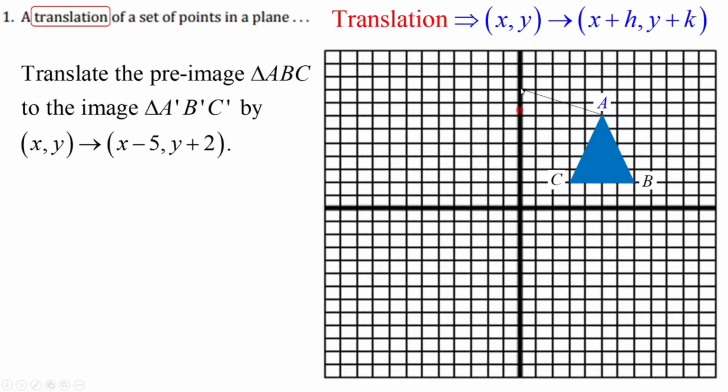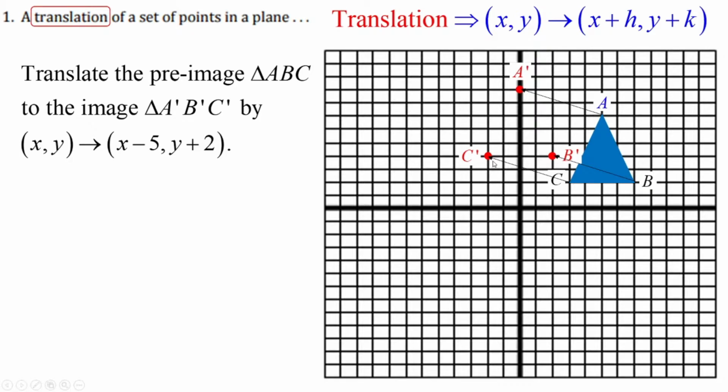So that point right there becomes A prime. Now let's do the same thing with B. 1, 2, 3, 4, 5, and then what do we go up to? 1, 2. So that point right there is B prime. And now do the same thing with point C. 1, 2, 3, 4, 5. There's my minus 5, and then up 2 right there. And that point right there is C prime.